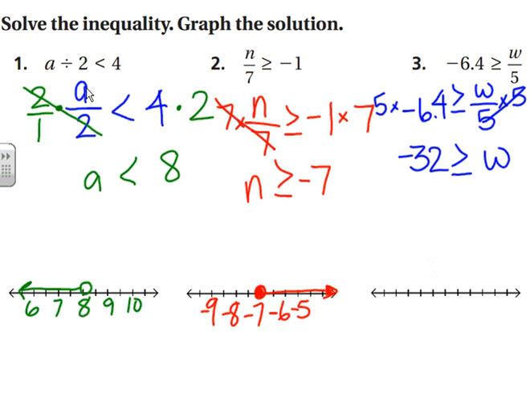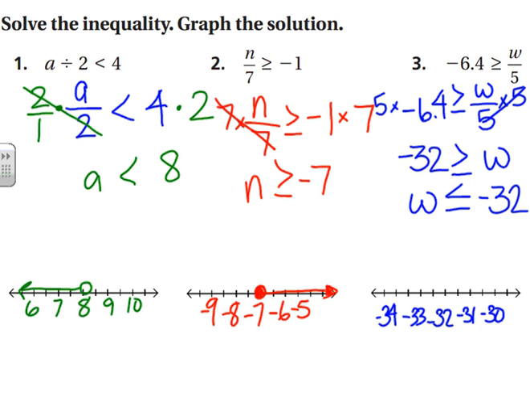Okay, when you have your variable on the right-hand side, it's often helpful to rewrite it on the left. So if negative 32 is greater than or equal to w, then w is less than or equal to negative 32. Okay, so negative 32, negative 31, negative 30, negative 33, negative 34. We need a closed circle, and it is less than, so we're going to the left.